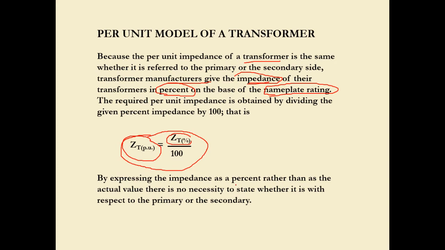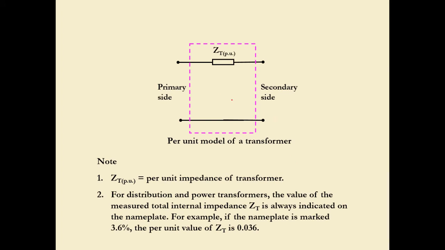By expressing the impedance as a percent rather than as the actual value, in ohms, there is no necessity to state whether it is with respect to the primary or the secondary. It's fair to say that the manufacturer has stated the impedance without referring to either primary or secondary, just as a percent impedance, 30% over here. So we are done with the ZTPU. Now we see how it works, on the primary side and the secondary side, in the per unit model of the transformer.